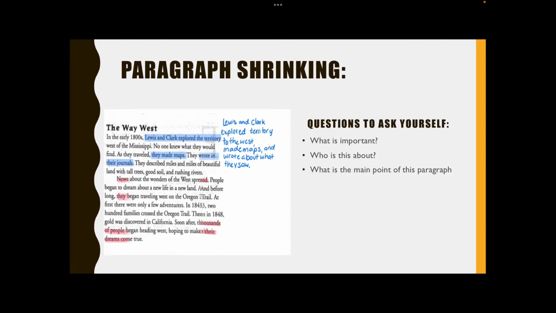Okay, so here is what I highlighted about this topic, and it's about the news being spread to the west and people started going there, and then it led to thousands of people heading west. So, what is a good sentence that we can use? Okay, that's great. We'll use that one. We're going to put, as the news spread, thousands headed west, hoping to make their dreams come true. Good job, guys.